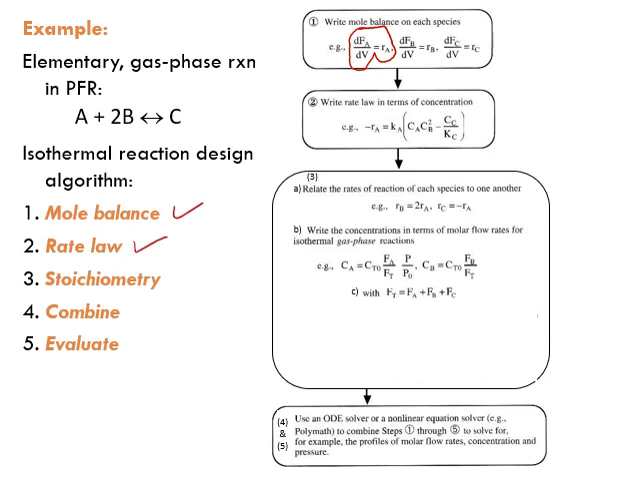We go to step number 2, the rate law. It's all by logic: minus rA equals kA times CA times CB to the power 2 minus CC over KC. It's an elementary reaction, so I don't need to derive the rate law; I can just write it right away. Now we are done with the rate law. Let's go to stoichiometry.